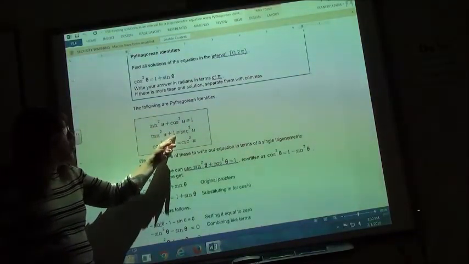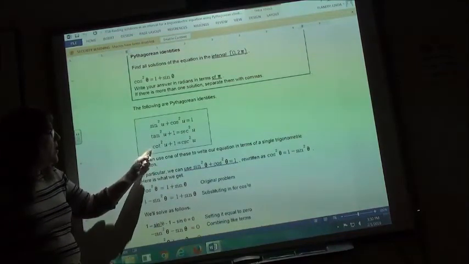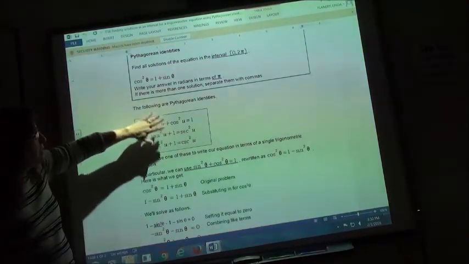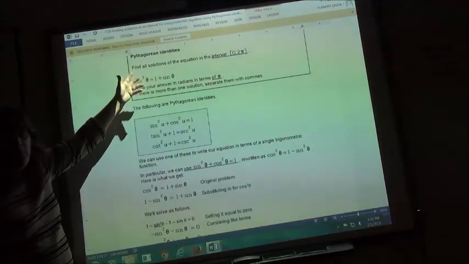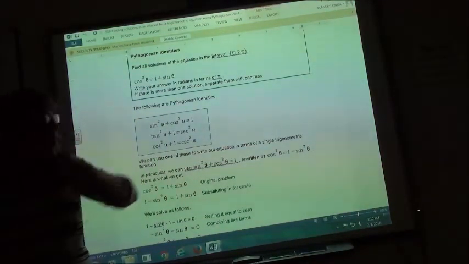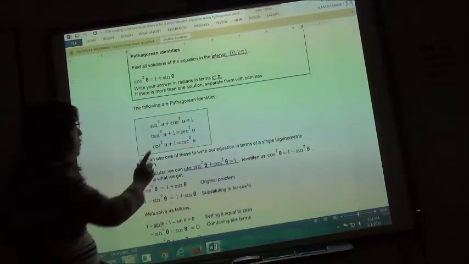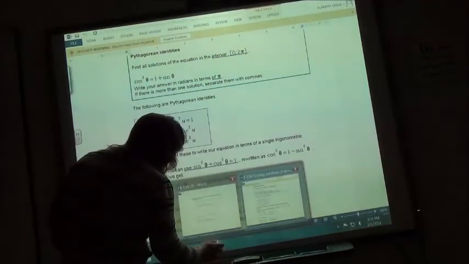Tangent squared plus 1 is equal to secant squared. Cotangent squared plus 1 equals cosecant squared. Those are the identities we're going to use and substitute in order to solve our equation. Normally we want them in terms of sine and cosine, so keep those in mind.